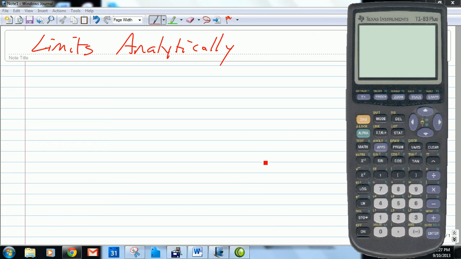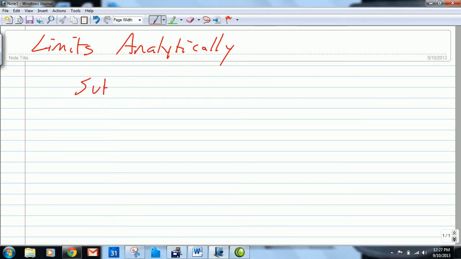More algebraically, more analytically to think about or evaluate limits. Please note that none of this is rigorous. We're not using what's called the epsilon delta definition. And so it's still nonetheless a good way to do these sorts of elementary limit problems. So let's first take a look at a process that's called substitution.